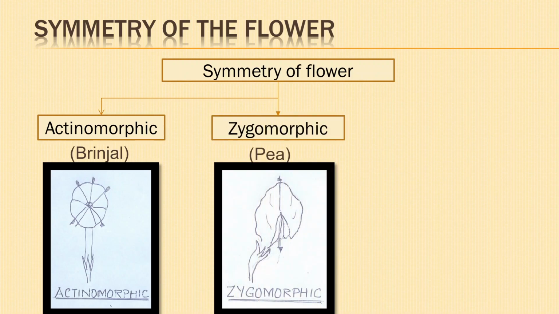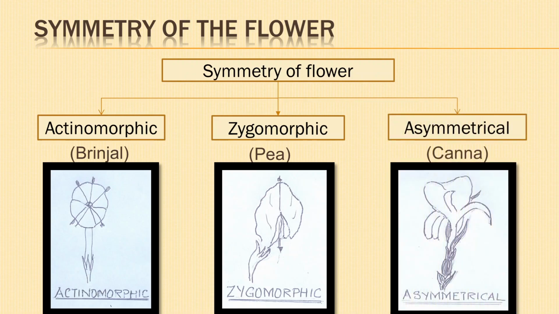Zygomorphic or monosymmetrical or bilaterally symmetrical flower. When a flower can be divided by a single plane into two exactly similar halves, it is said to be zygomorphic. Example, pea, bean.